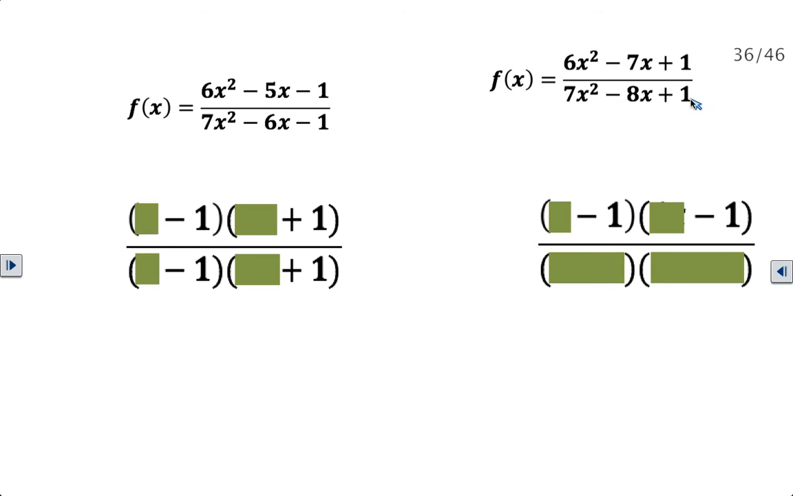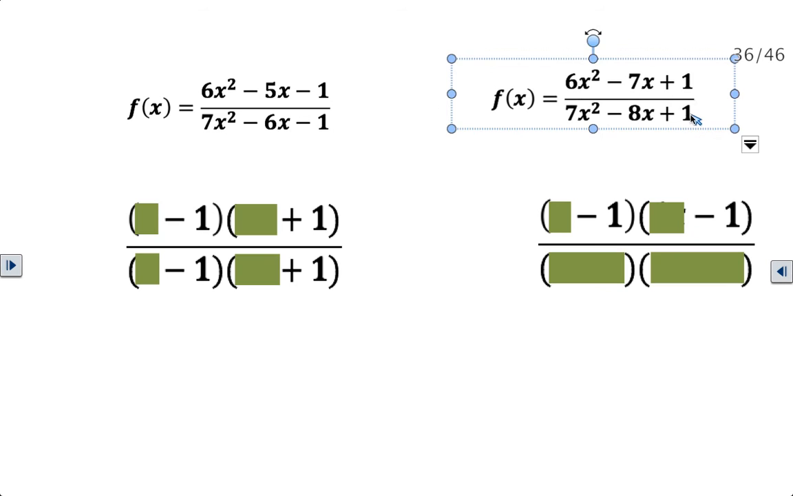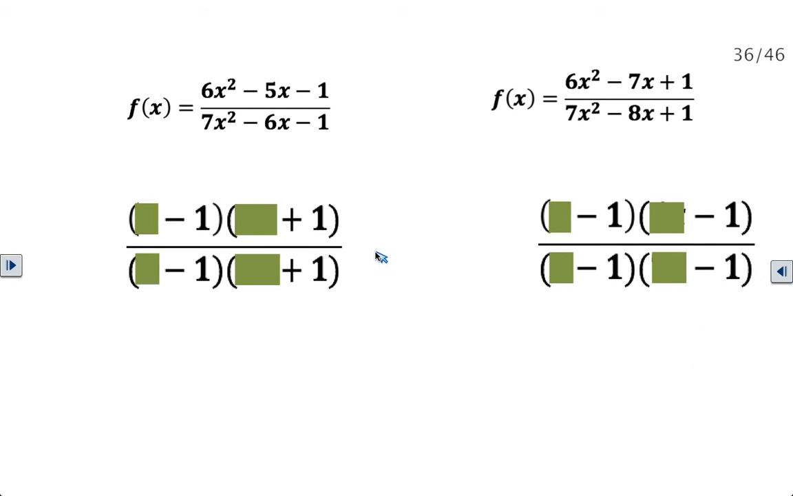So in this case, because I want a 1 here, 1 times 1 is 1. So I'm going to have negative 1s in my factors. Okay. Now for the next part, you have a leading coefficient of 7. So you're going to have just two terms that you multiply together to get 7x squared. So in that case, a 1 and a 7 will give you 7x squared. And then a 1 and a 7 here as well.